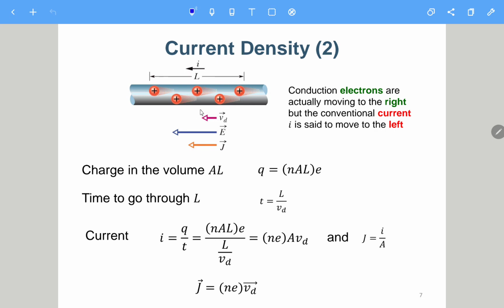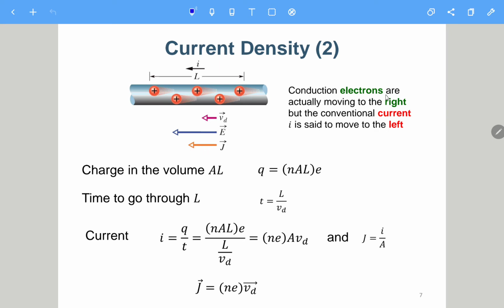So we define the Vd to be the drift velocity of the positive carrier. And then there should be an E field pointing to the left side, because in this case the positive charge will go to the left side by the E field. And then as much as the current is going to the left side, the current density also points to the left side.